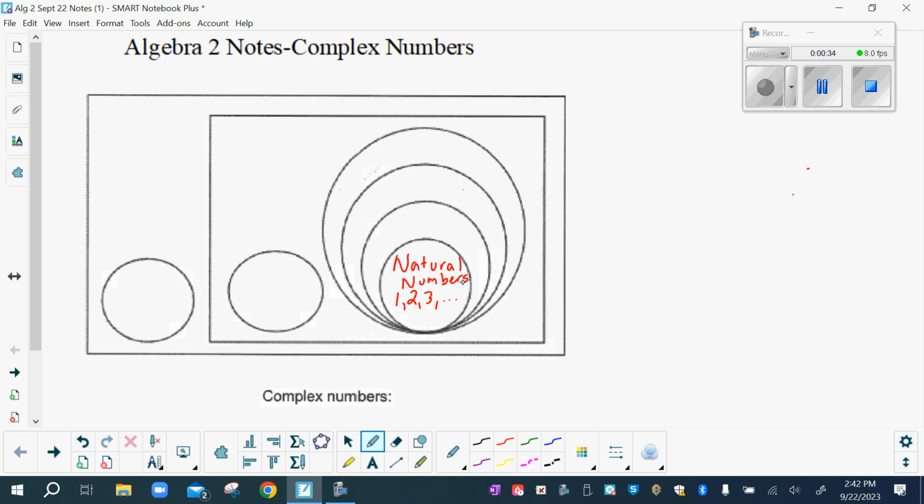And then see how this is a circle here? And then we've got the natural numbers inside. So all these numbers, and then if we add a 0, anybody know what the name of that is? Starts with a W. So whole numbers.